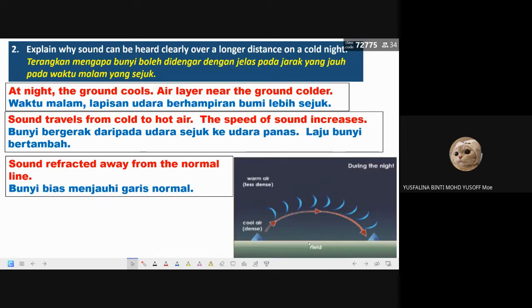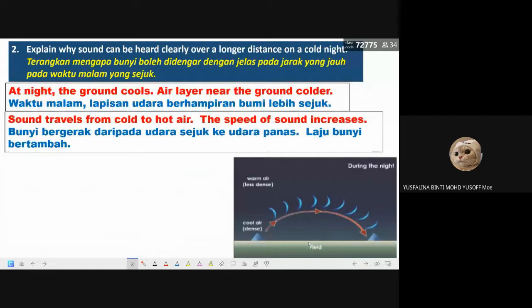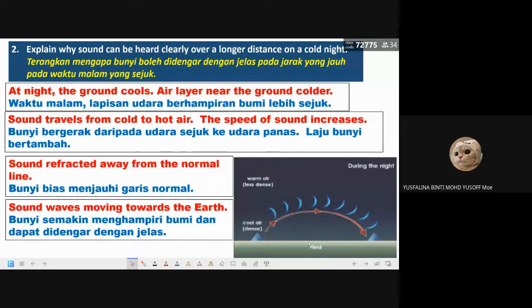Just now you saw it move away from the earth, because it was refracted towards the normal line. And here, during the night time, it travels from dense to less dense, so it is refracted away from the normal line. When it is refracted away from the normal line, it will move towards the earth. So that's the reason.